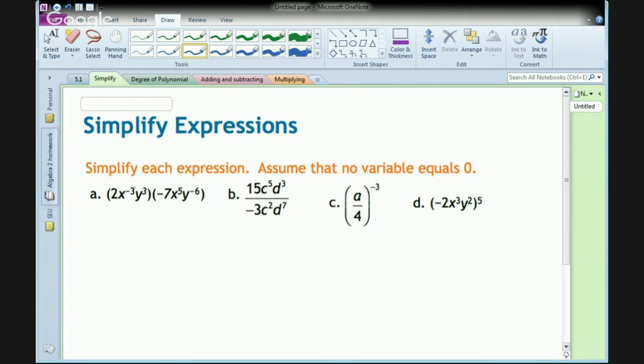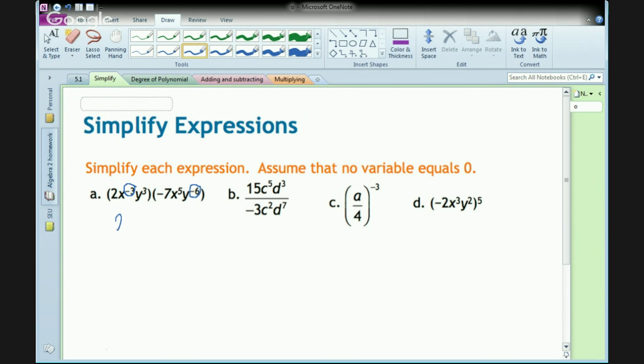I notice that I have negative exponents. With these type of problems, there's a lot of different ways that we can solve these. One of our exponent rules tells me that if I have negative exponents, I need to make them positive. To make them positive, I just need to change their location. So I'm going to start there with letter A.